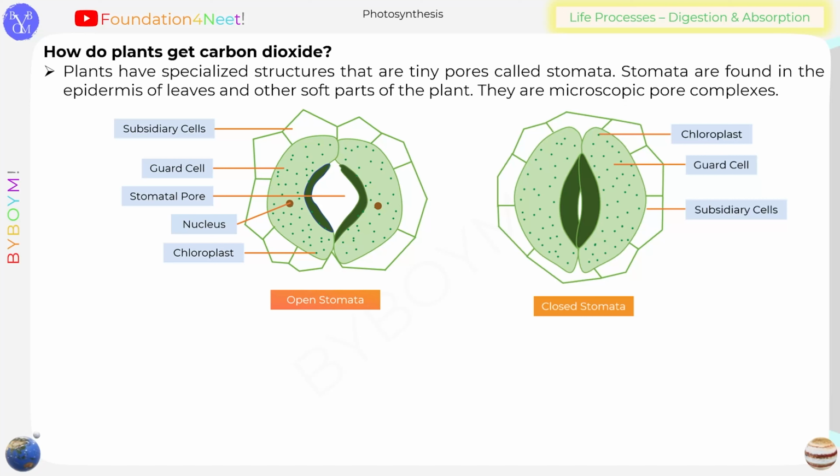You can see in front of your screen that we have a stomatal pore or aperture surrounded by 2 kidney-shaped cells. These kidney-shaped cells are the guard cells. They contain a nucleus, they contain chloroplast. And a point of information here is that guard cells are the only epidermal cells that have chloroplast in them, so they are the only photosynthetic cells. They are surrounded by subsidiary cells.